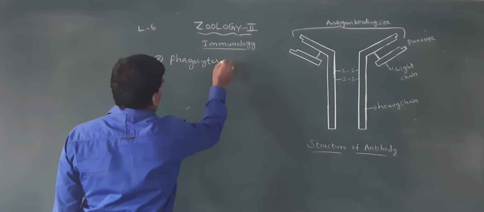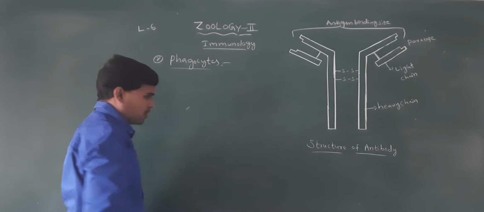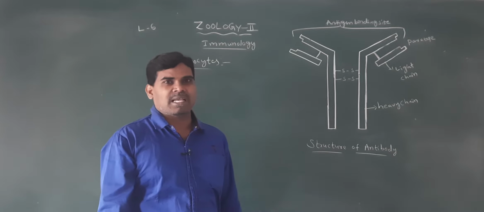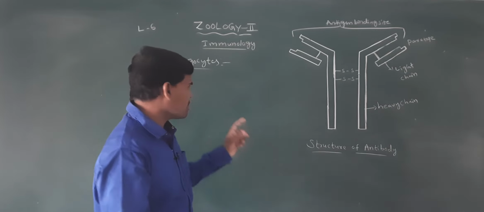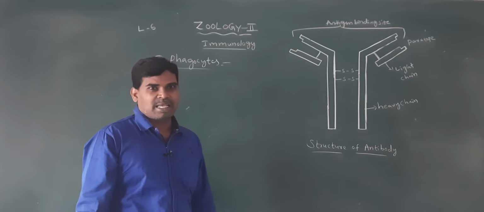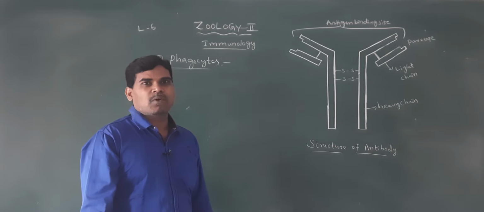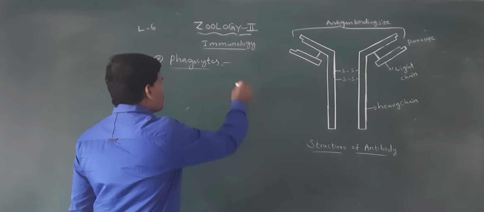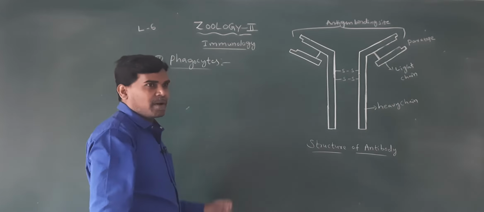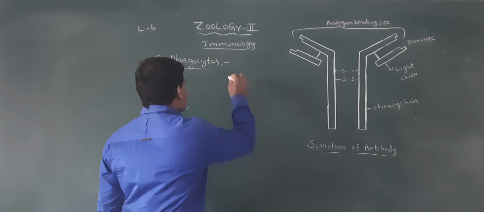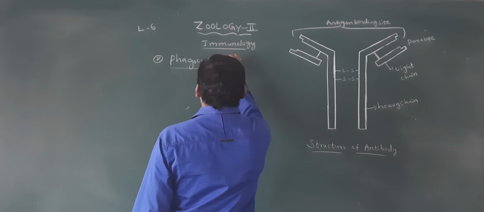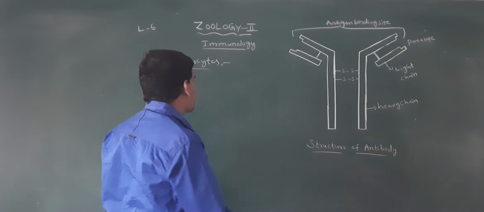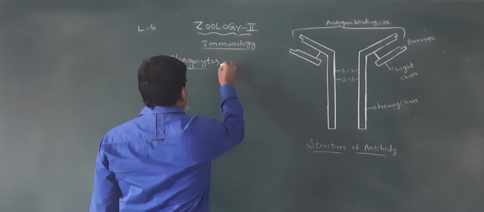Phagocytes: phagos means engulfing. The phagocytes engulf bacteria or microorganisms. The phagocytes are transported from one place to another place through the capillaries, the blood circulation or blood vascular system.